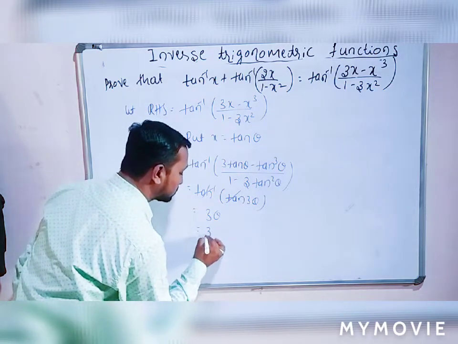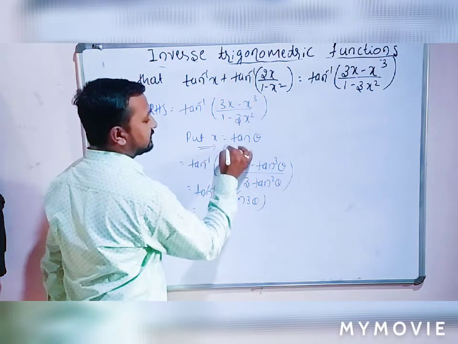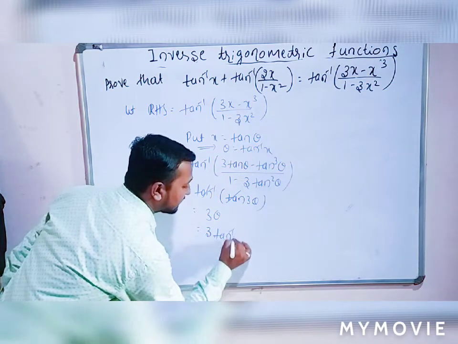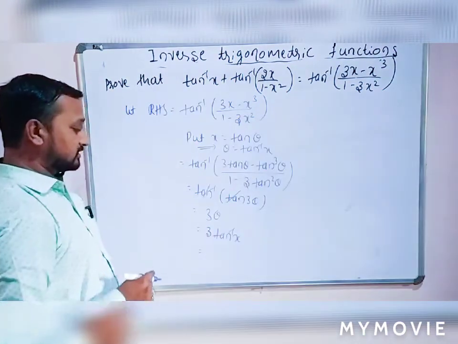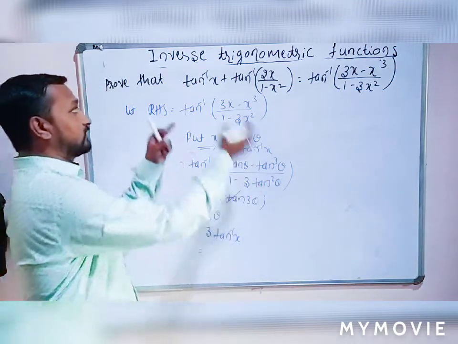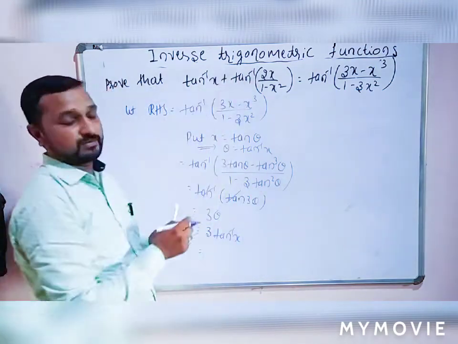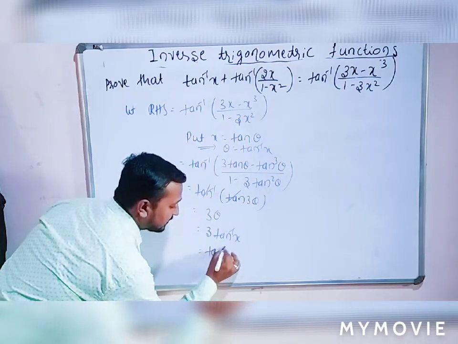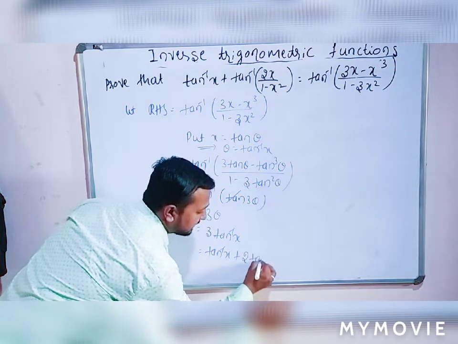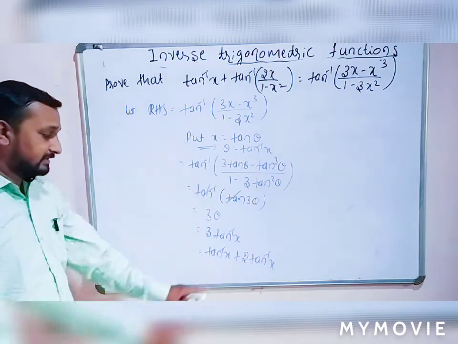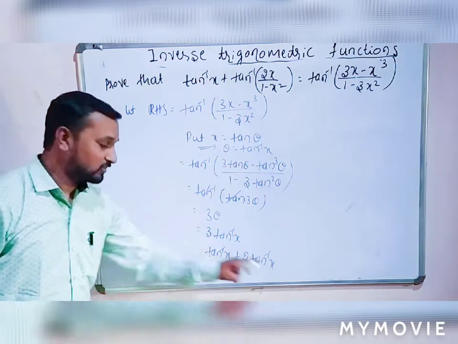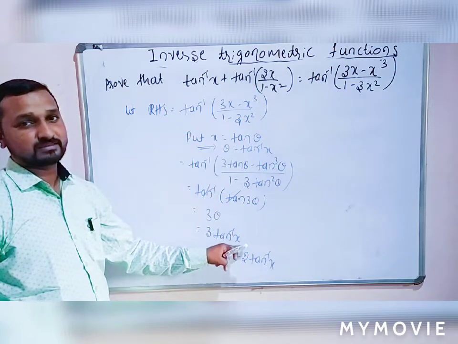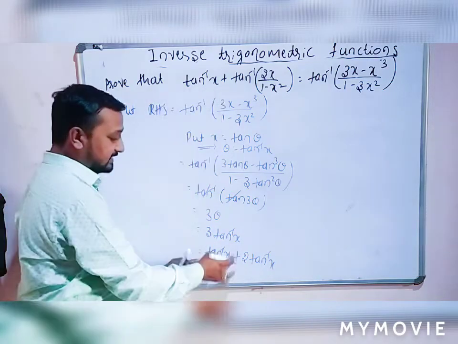So 3 theta, this implies that theta equals tan inverse of x. So this is 3 tan inverse of x. This is the final step. 3 tan inverse x can be written as tan inverse of x plus 2 tan inverse of x. Is it right? 1 time tan inverse of x plus 2 times tan inverse of x is 3 times tan inverse of x. Is that clear? So keep tan inverse of x as it is.